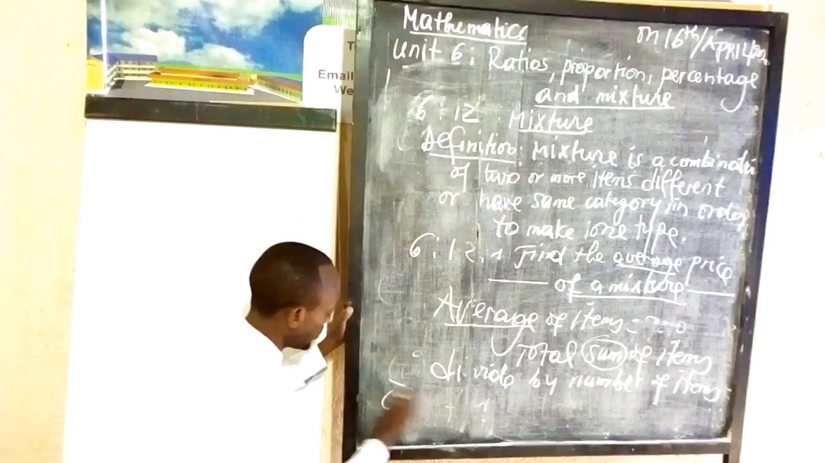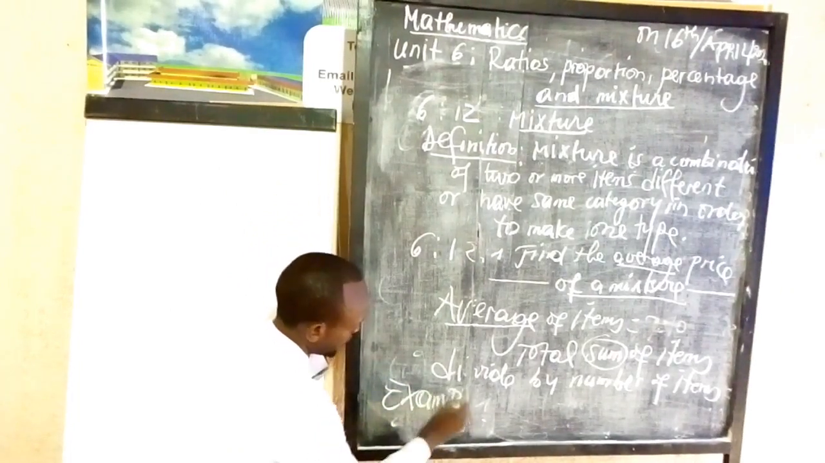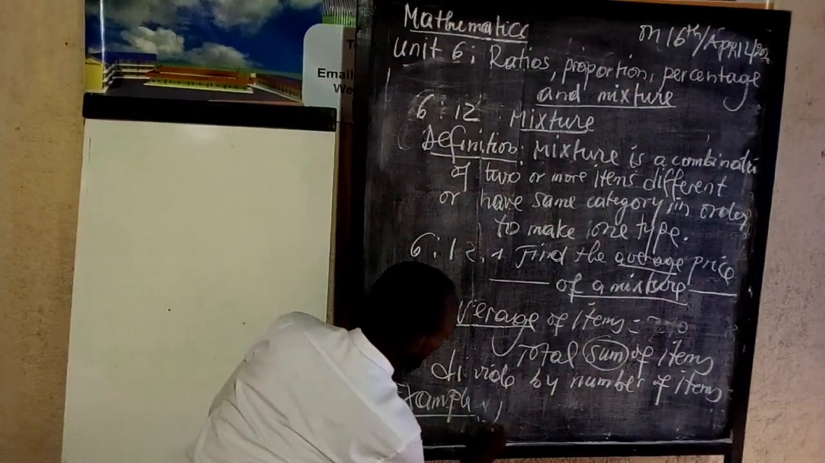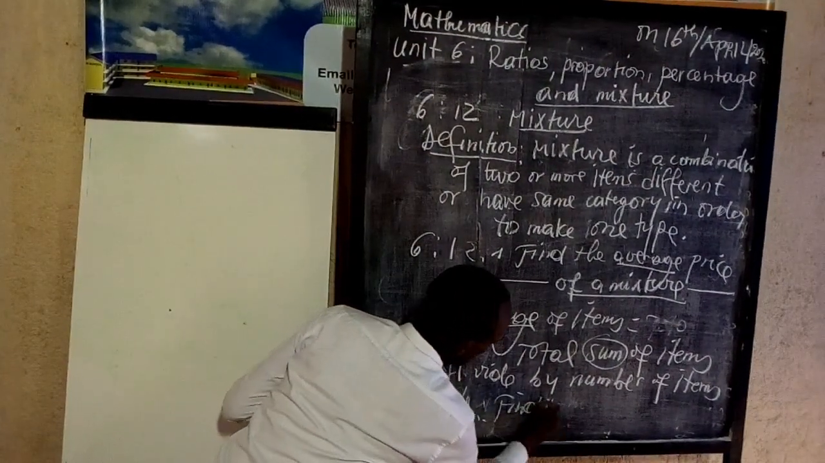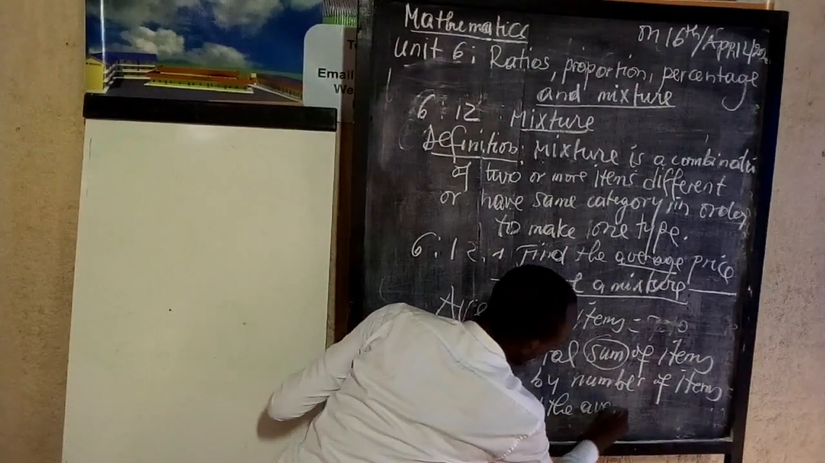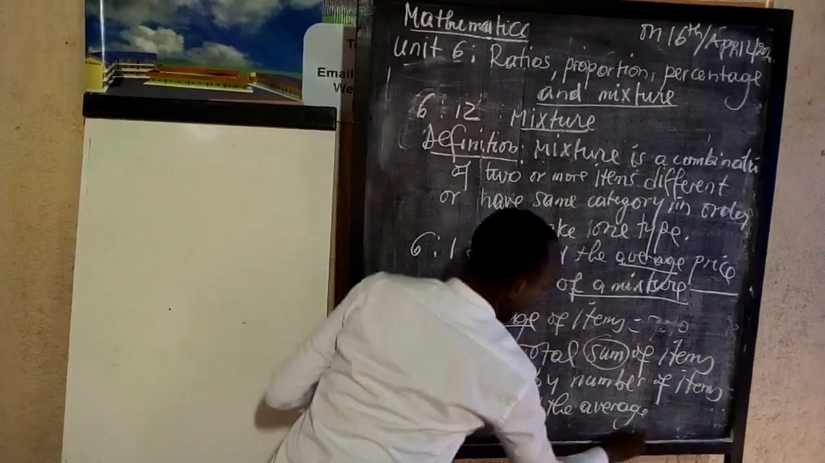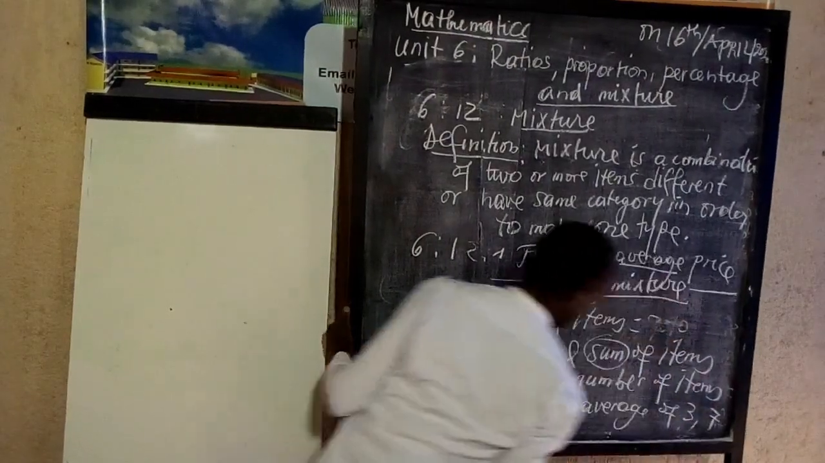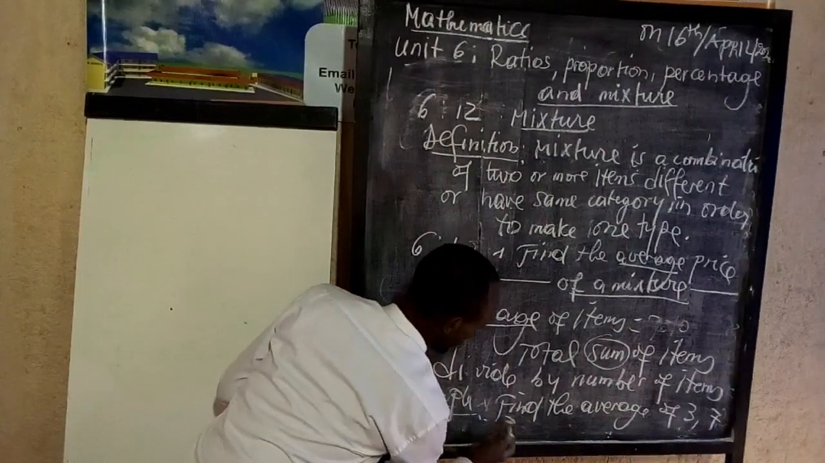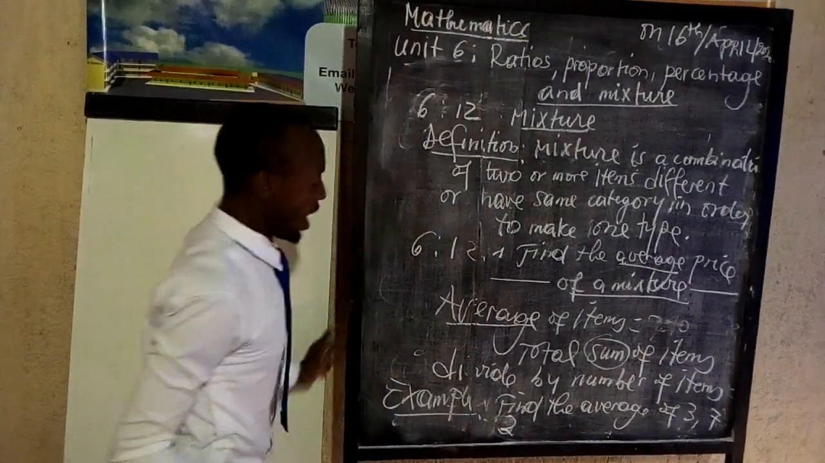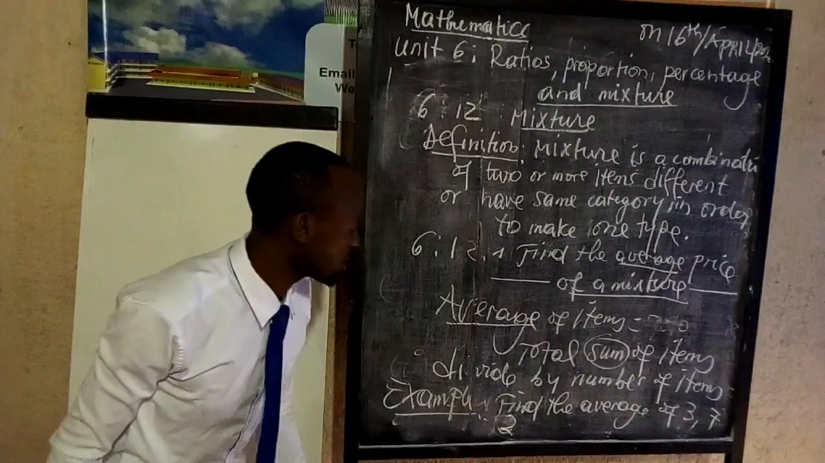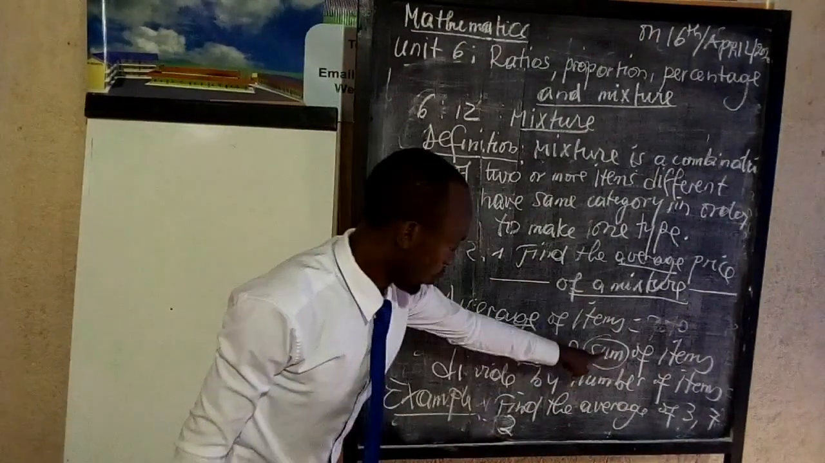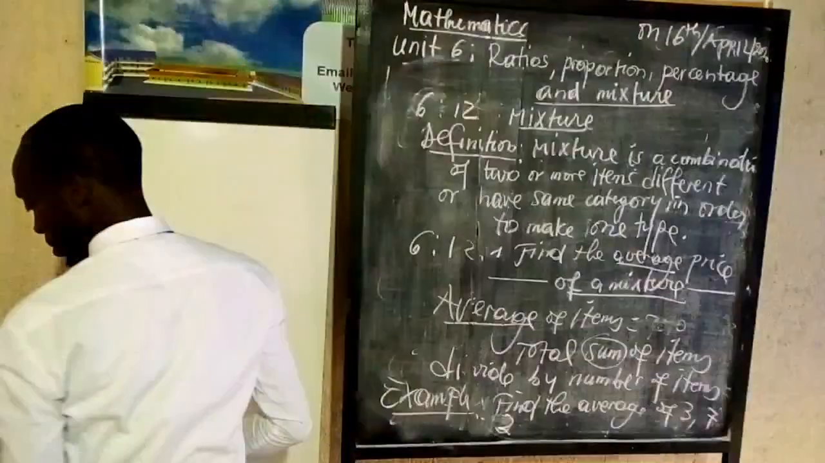For example, here I have asked you to find the average of 3, 7, and 2. How can I find the average of those numbers 3, 7, and 2? As I told you, we have to get the sum of items.